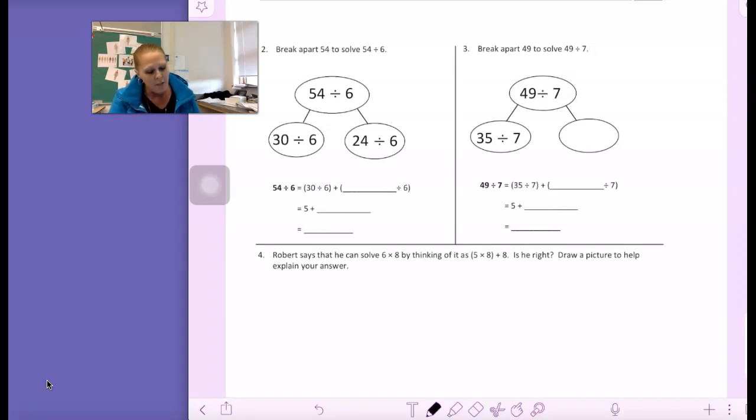So 54 divided by 6 can break down to 30 divided by 6 and 24 divided by 6, because this is our 5 fact over here. 5 times 6 equals 30. Okay, so we're going to fill in this 24. They already told us that. 30 divided by 6 is 5. 24 divided by 6 is 4. 5 plus 4 is 9.